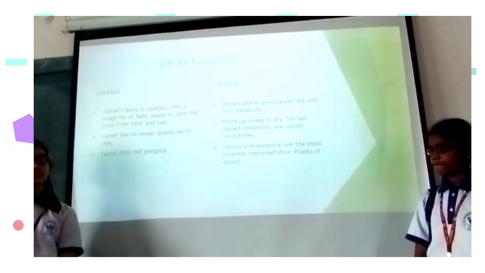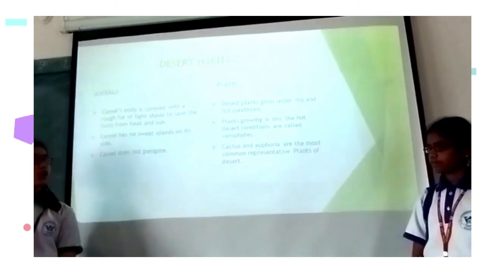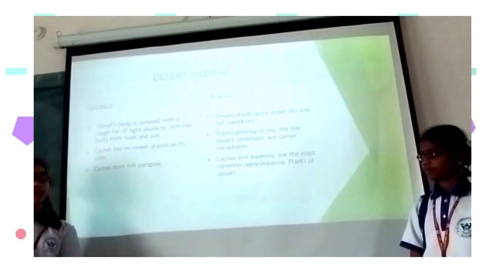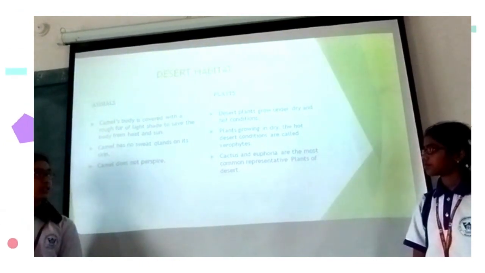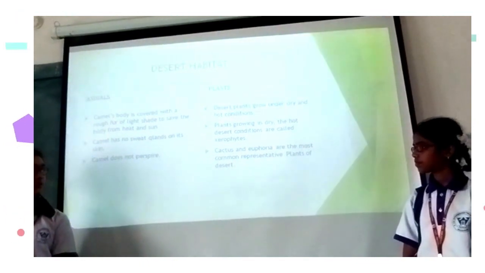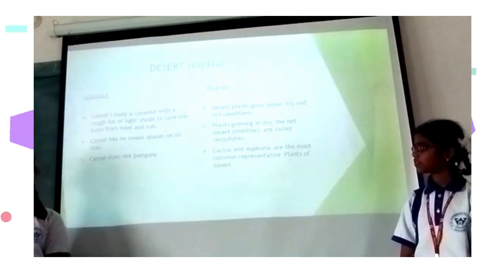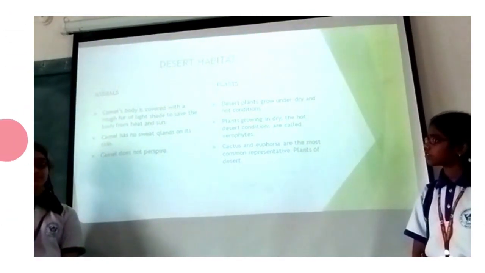Plants. Desert plants grow under dry and hot conditions. Plants growing in dry, hot desert conditions are called xerophytes. Cactus and Euphorbia are the most common representative plants of the desert.